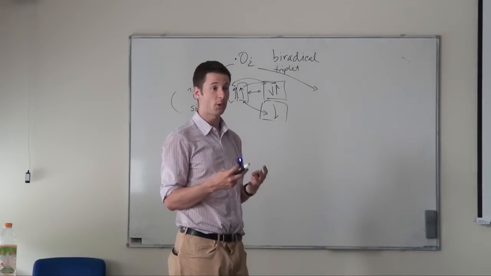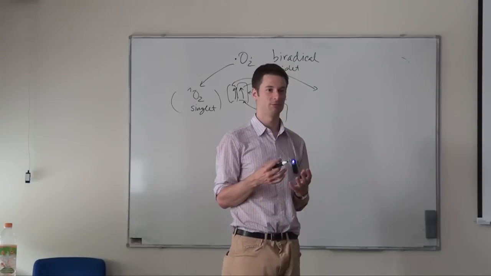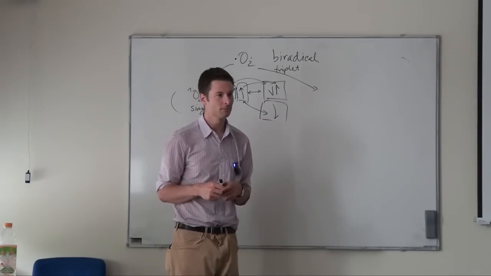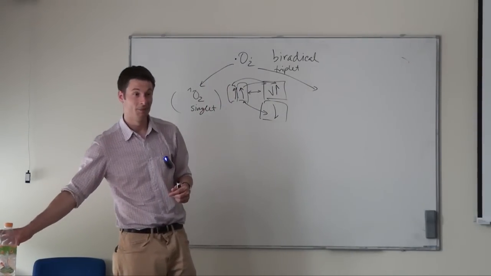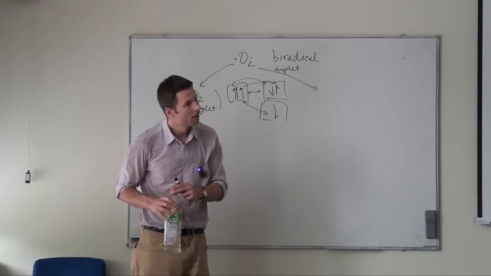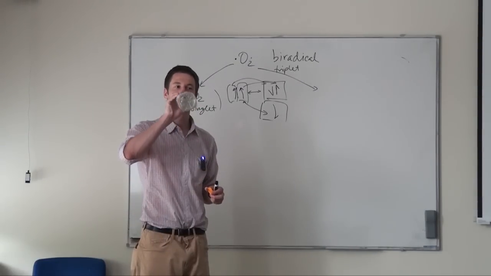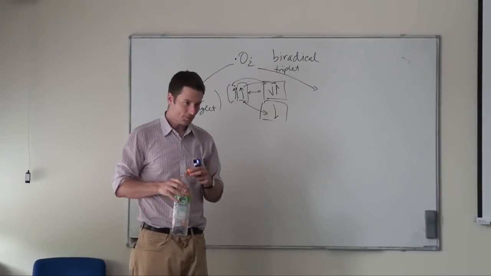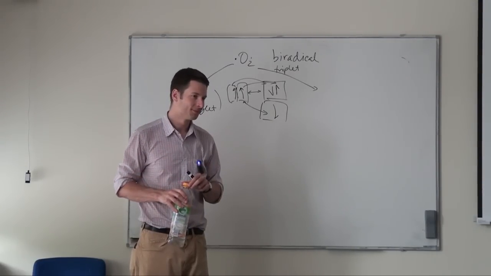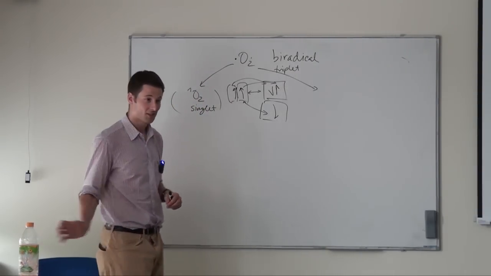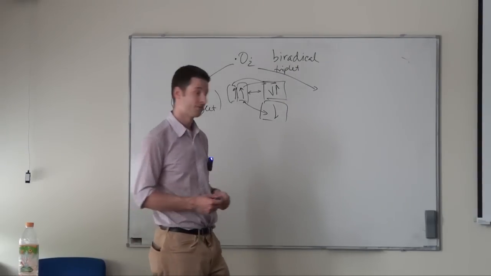Now, where in our body do we have stable radicals? Could anyone guess? Metals. Okay, why do you think the metals are free radicals? Excellent. So, transition metal ions.